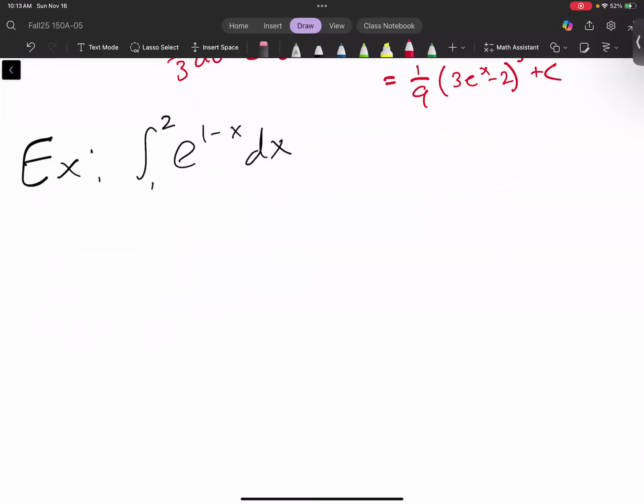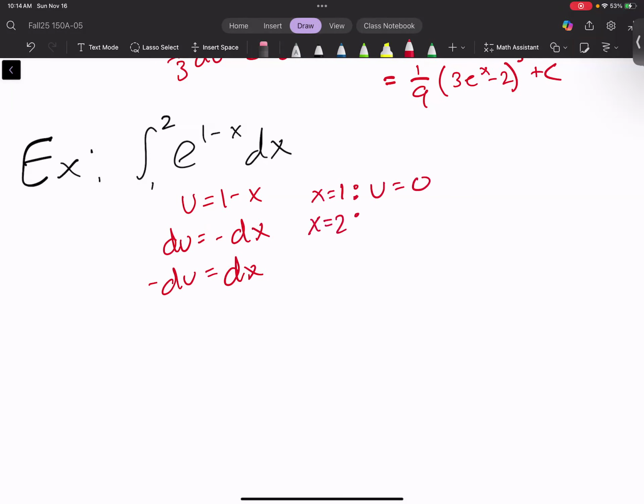This is another one where you could use that strategy because this is a linear function of x. It's negative 1 times x plus an extra 1. So let's do substitution. u equals 1 minus x. du equals negative dx, and then we can slide that negative to the other side. The bounds change, of course. So when x equals 1, 1 minus 1, u equals 0. And when x equals 2, u is 1 minus 2, which is -1.